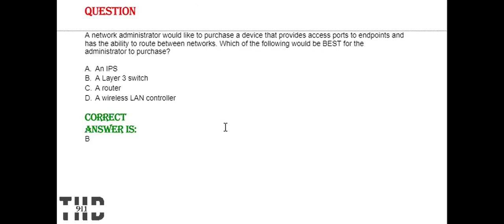A network administrator would like to purchase a device that provides access ports to endpoints and has the ability to route between networks. Which of the following would be best for the administrator to purchase? Option A, an IPS. Option B, a layer 3 switch. Option C, a router. Option D, a wireless LAN controller. The correct answer is option B.